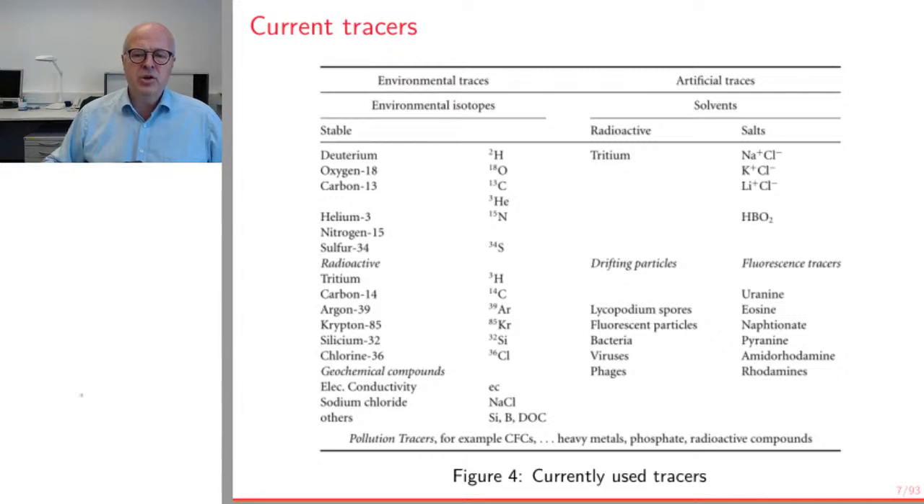And I will not discuss the rhodamines because there is some concern about using them, so I will just focus on amidorhodamine and sulforhodamine, which are the safe variants of the rhodamines. So let's go into this in more detail.